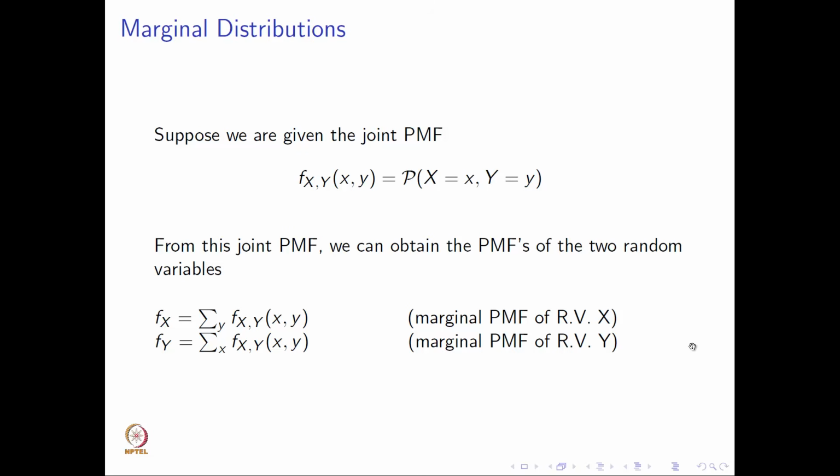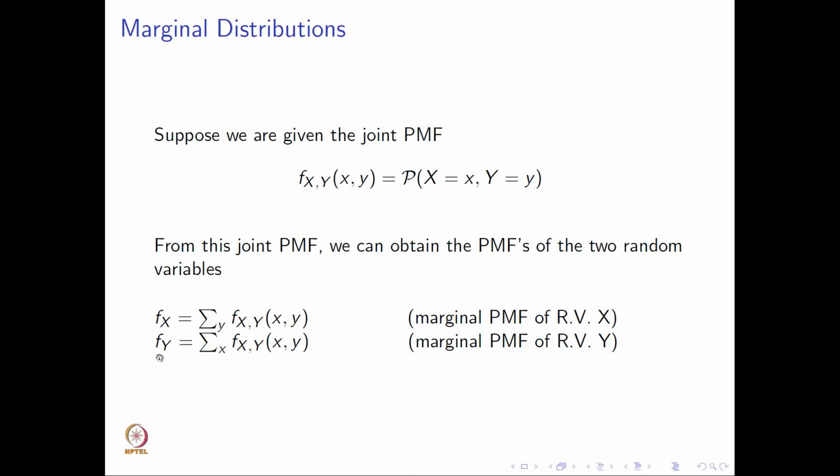Suppose we are given the joint probability mass function of the random variables x and y. What if we are interested in only the individual mass functions of either of the random variables? This can be obtained from the joint probability mass function by a process called marginalization. The individual probability mass function thus obtained is also referred to as the marginal probability mass function. Thus, if we are interested in the marginal probability mass function of random variable x, we can obtain this by summing the joint probability mass function over all values of y.